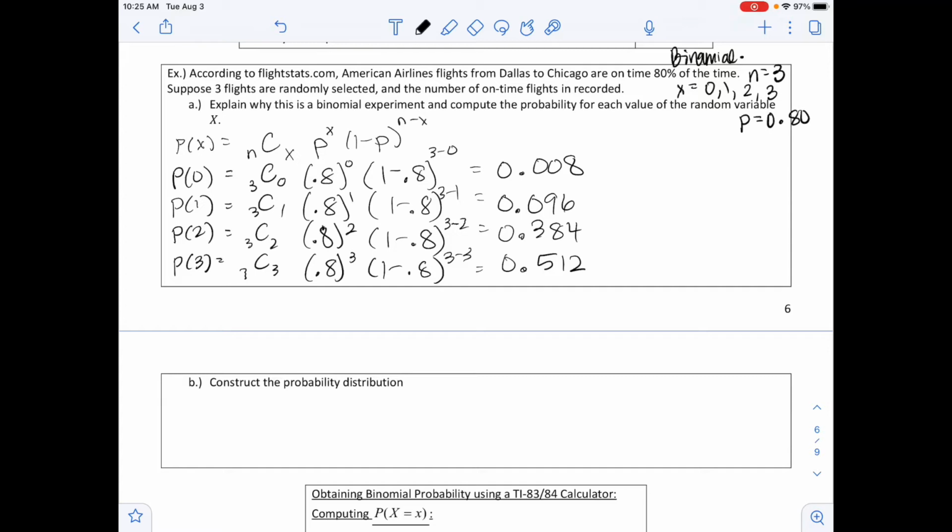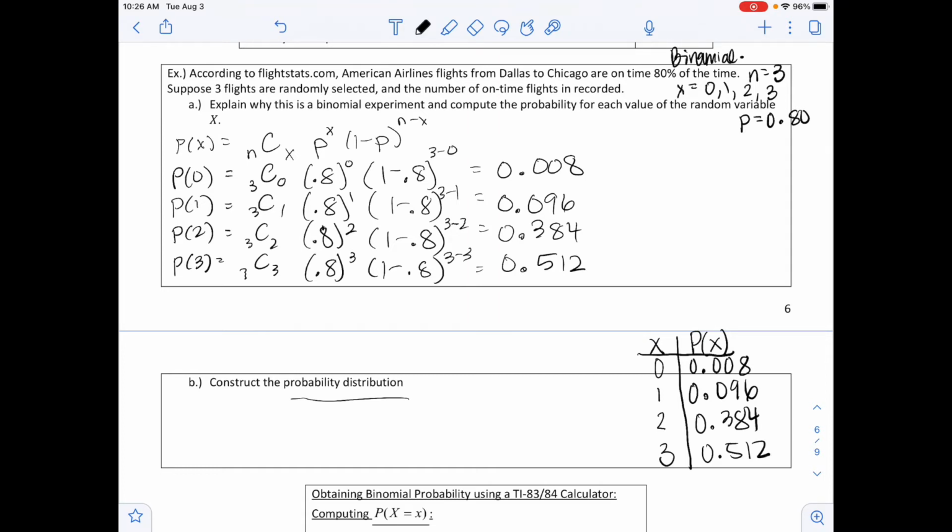Part B says to construct a probability distribution, and I'm going to go ahead and create a table of values. So it's going to be the value of x, which is our random variable, and the corresponding probabilities. So x is either going to be 0, 1, 2, 3, and then those corresponding probabilities we calculated up above in part A. So I'm just going to go ahead and copy those down. And this is my binomial probability distribution.